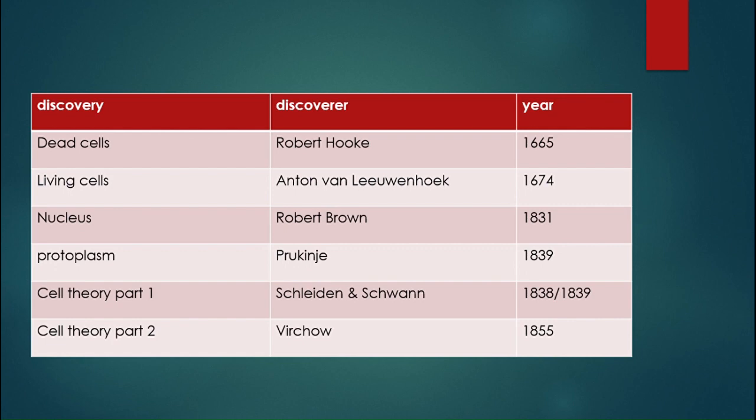Then the nucleus was discovered by Robert Brown in 1831. Then the term protoplasm was coined by Purkinje in 1639. The first part of cell theory was given by Schleiden and Schwann in 1838 and 1839. The first part states that all organisms are made up of cells. Now, the second part of cell theory, which was given by Virchow in 1855, states that every cell comes from a pre-existing cell.